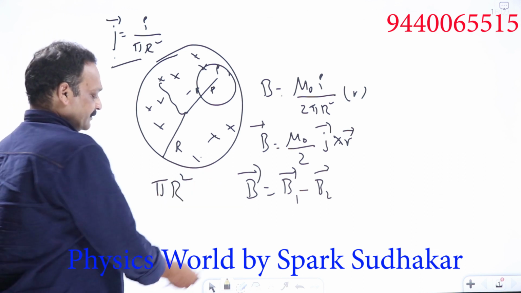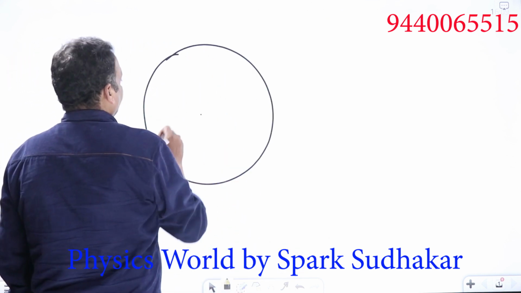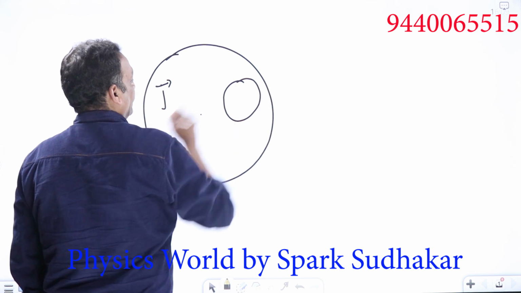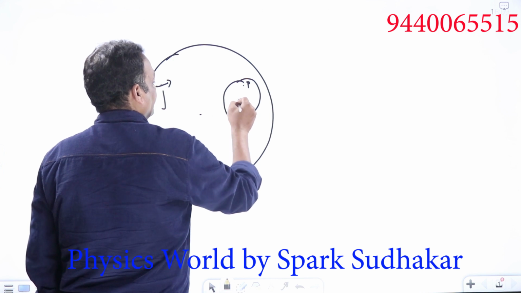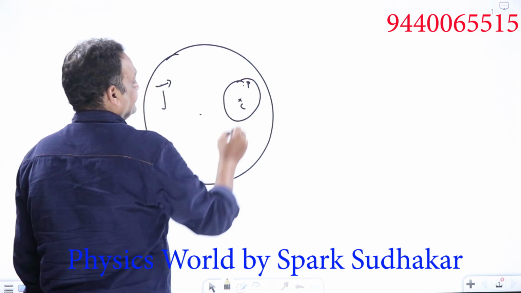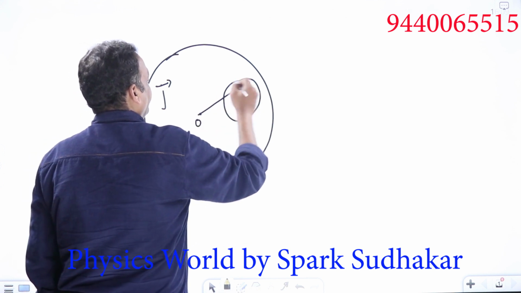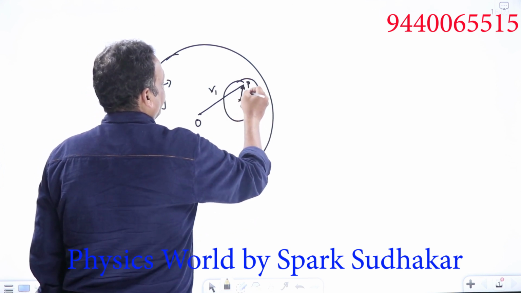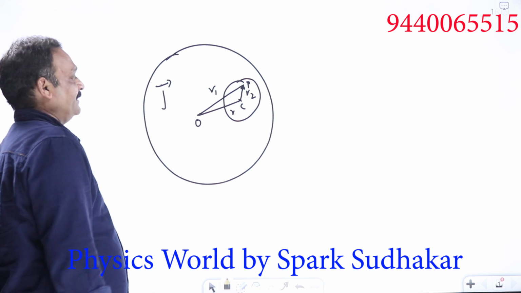What is B1 bar? Now let us take another diagram. This is my cross-sectional view of that wire, which has a uniform current density J bar. Here we have a hole like this, and there is one point P. Let this center be at a point C, and the distance from the point O to this point P I'll call R1. From point C to point P, I'll call R2. O to C, I'll take as R.